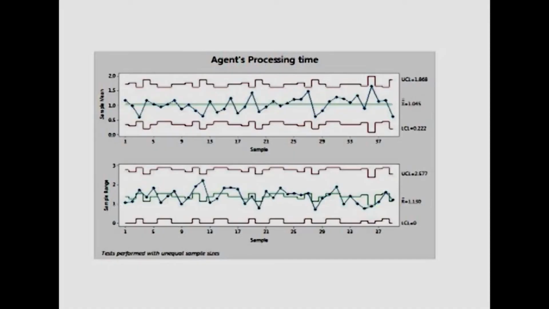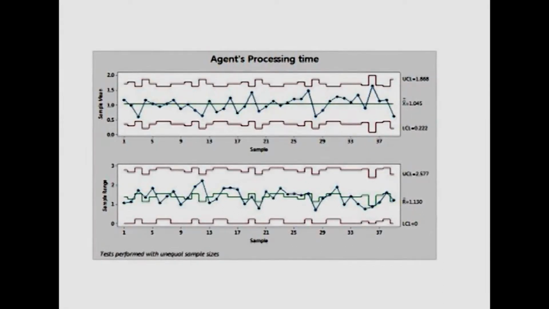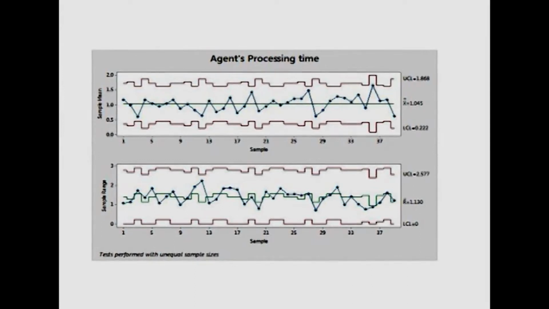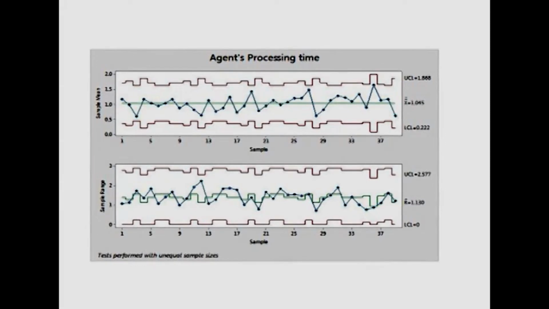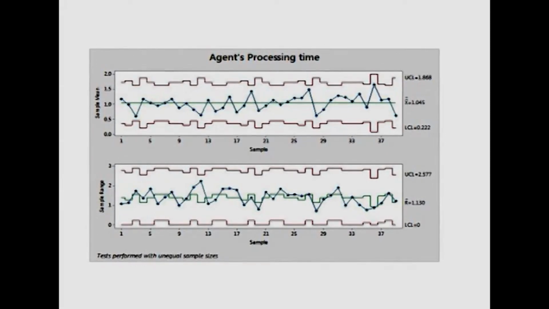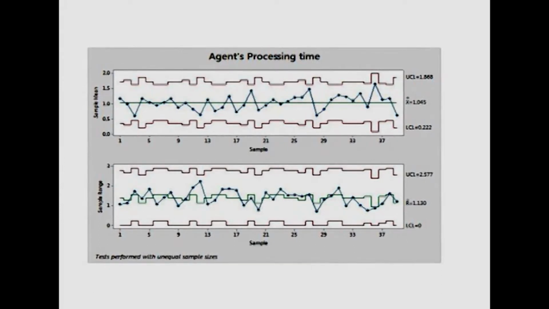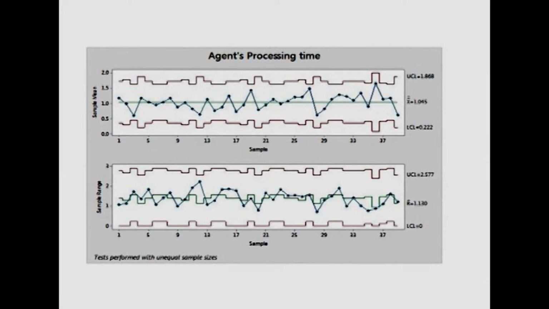Here the X bar R control chart is called the mean and range chart. In this case, each operator, that is each individual subgroup, was processing a different number of wires hourly. So the subgroup size will differ from one subgroup to another. Hence, the control limits are displayed zigzag. Processing time of the agents is within control limits and the range is also within control.